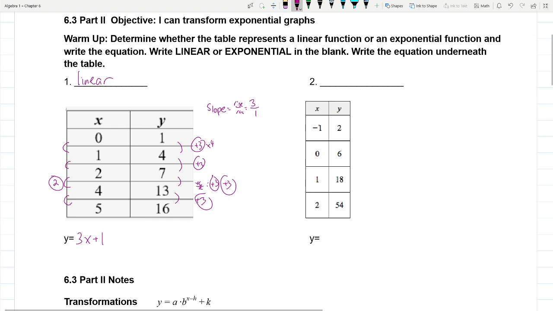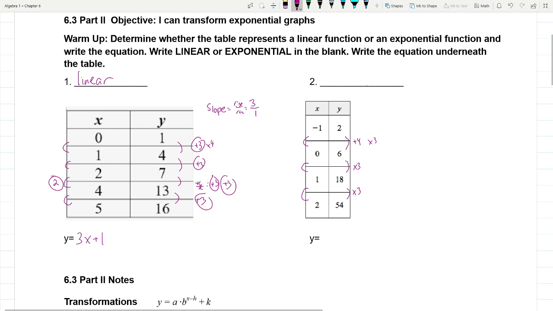All right, let's look at number 2. This time I'm actually going to look at the numbers. Negative 1 to 0 is plus 1. 0 to 1 is plus 1. 1 to 2 is plus 1. Okay. So how do I go from 2 to 6? I can go from 2 to 6 by either adding 4 or multiplying by 3. To go from 6 to 18, I multiply by 3. And 18 to 54, I multiply by 3.